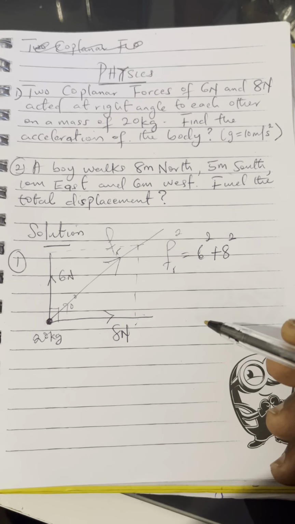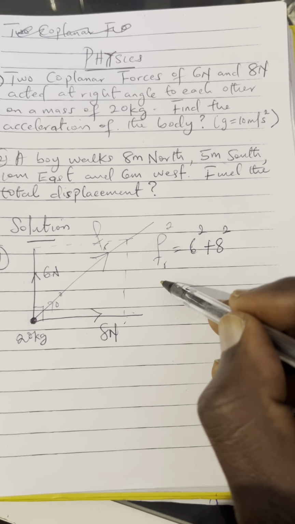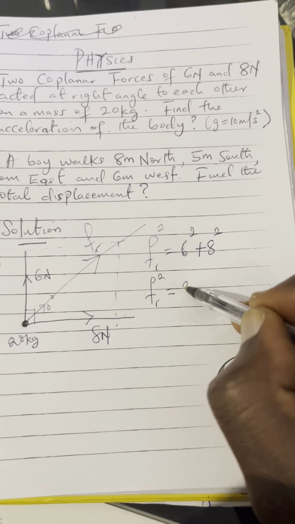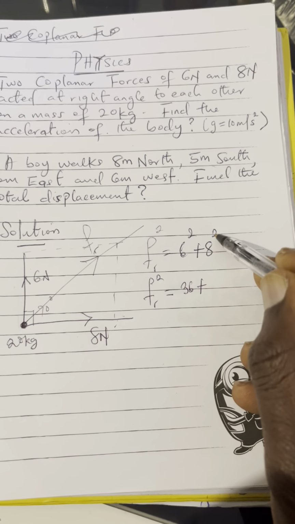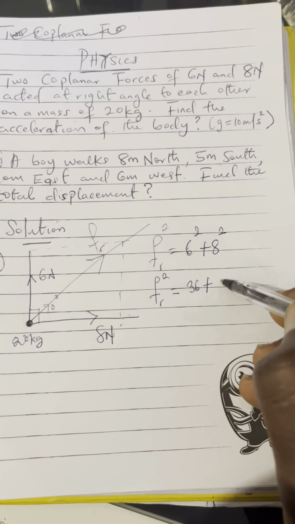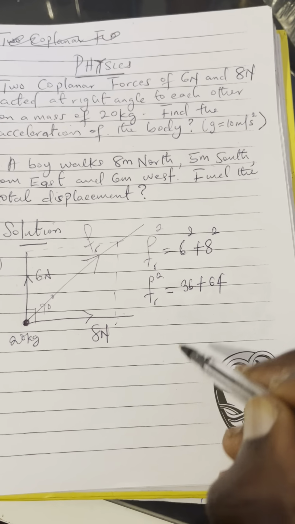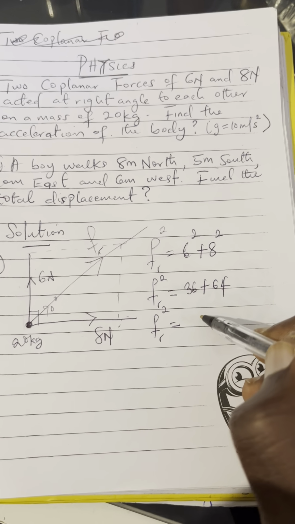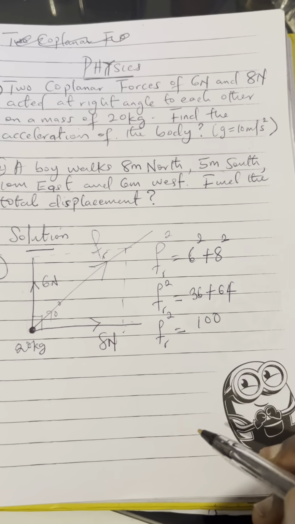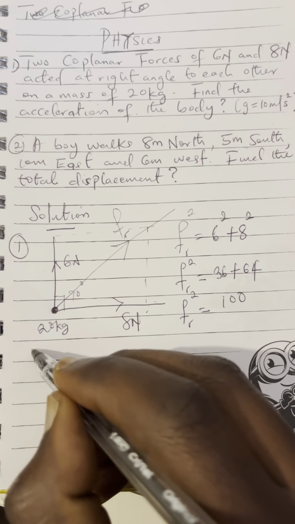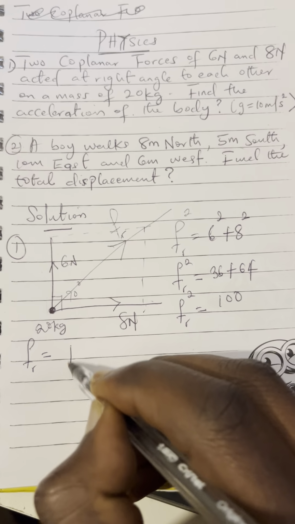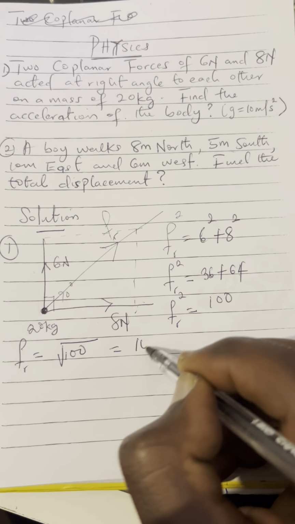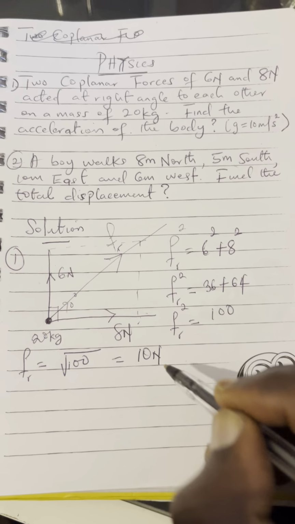Is that okay? 6 squared plus 8 squared. So we have F of R squared is now equal to 6 squared, which is 36, plus 8 squared, which is 8 times 8, that's 64. So F of R squared is now equal to 36 plus 64, that is 100. So our F of R will now be equal to the square root of 100. That gives us 10 Newton. So this is the resultant force.